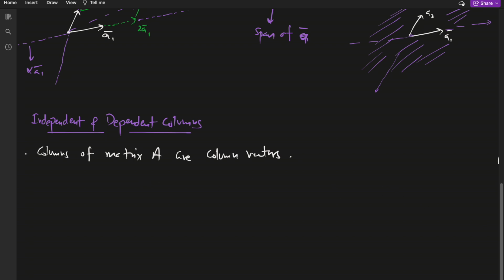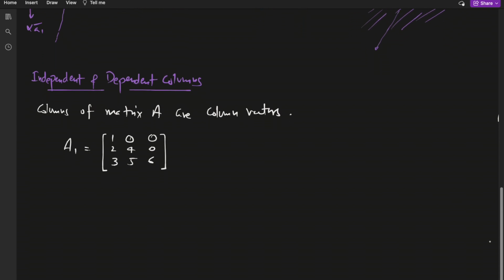So for example, let us suppose we take this matrix, all right, this matrix 1 2 3, 0 4 5, 0 0 6. All right. So these three columns are linearly independent. Okay, I will show the visualization. These three columns are linearly independent. So if these three columns are linearly independent, then their linear combination will fill the entire 3D space.